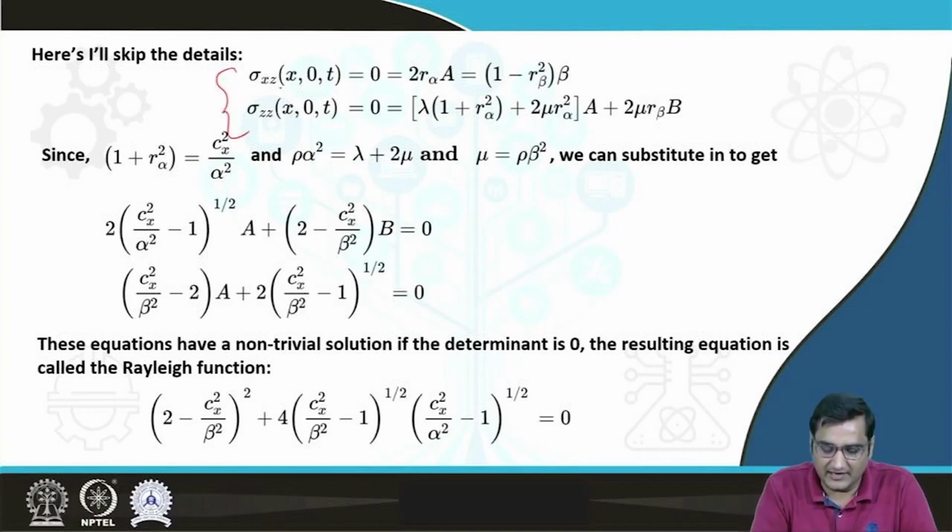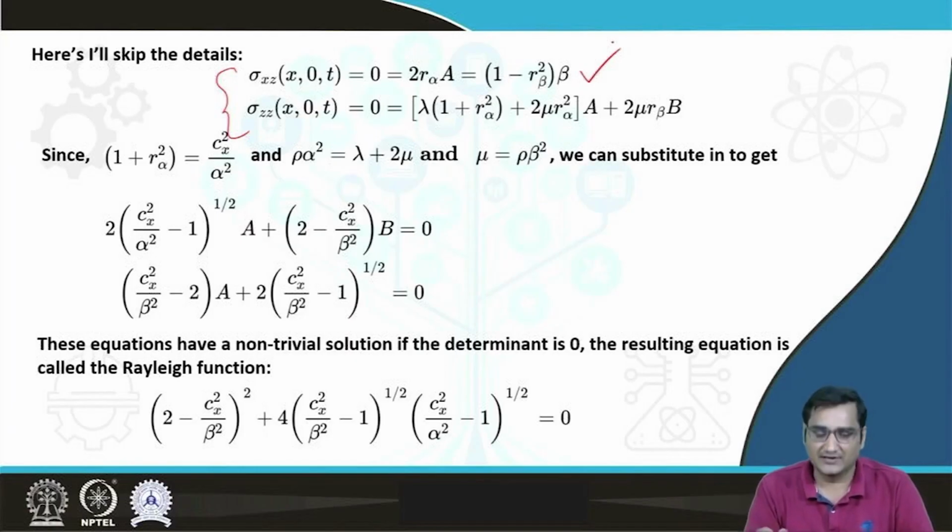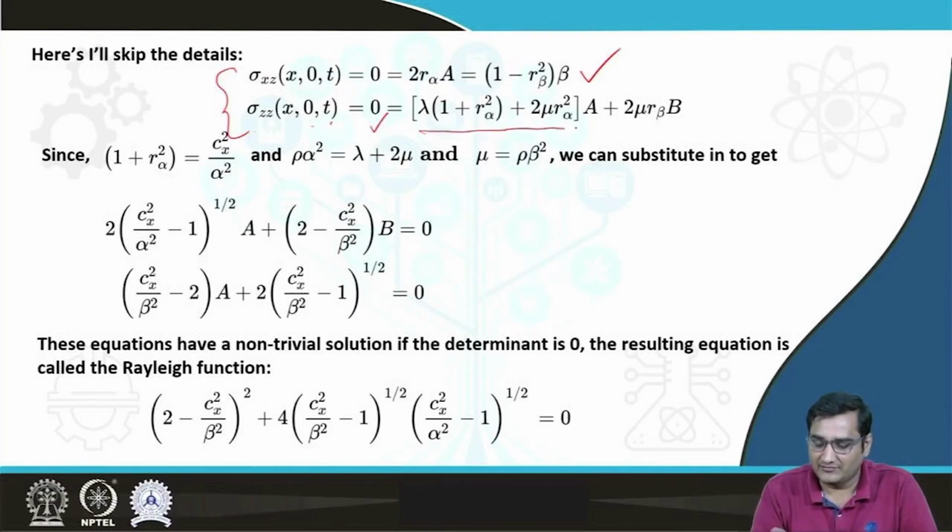So sigma xz at (x, 0, t) equal to 0 gives 2 r alpha equals (1 minus r beta squared) times beta, where beta is the shear wave velocity. And sigma zz at (x, 0, t) equal to 0, the traction in this direction should also be 0. That will give you this particular equation in the form of r alpha and r beta.